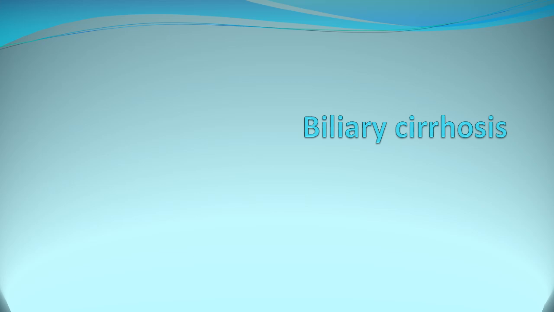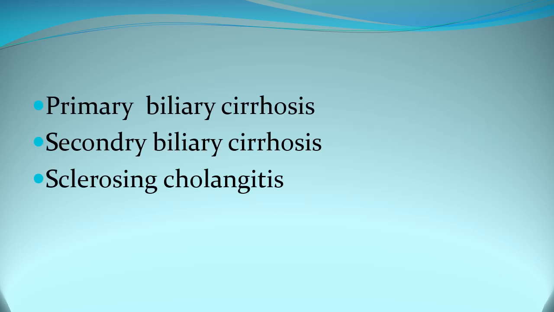Hello, good morning everyone. Now, with the continuation of the causes of cirrhosis, we will discuss today biliary cirrhosis, one of the etiologies of cirrhosis. Biliary cirrhosis is cirrhosis caused by injury to the bile duct. There are three types of biliary cirrhosis: primary biliary cirrhosis, secondary biliary cirrhosis, and sclerosing cholangitis.